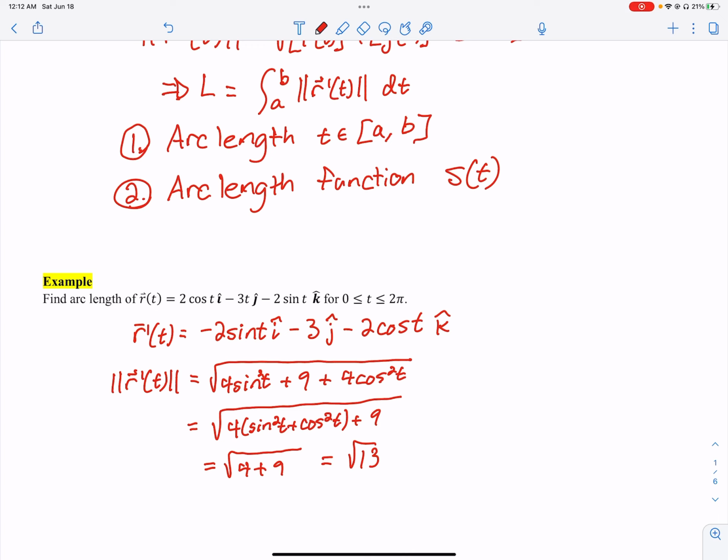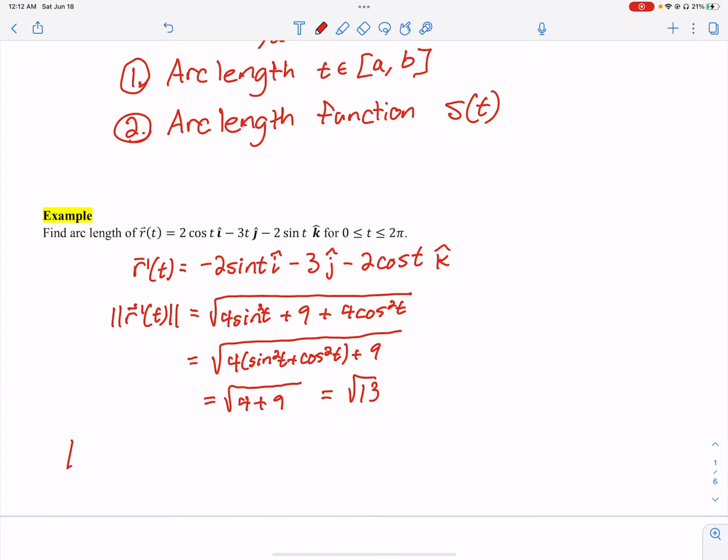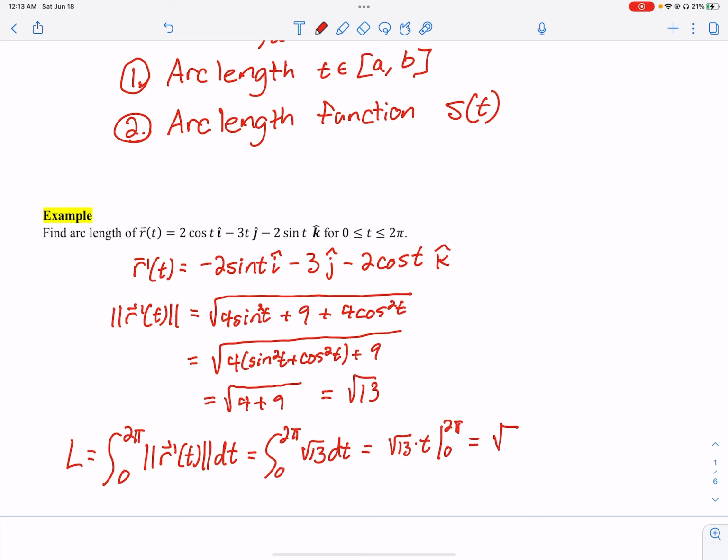So that crazy formula that we were looking at up there for arc length, we can actually find that length now, going from 0 to 2 pi of the magnitude of the derivative of our vector valued function dt. Well, that's extremely easy now if we think about it this way, because that's a constant. So this is square root of 13 times t, ranging from 0 to 2 pi. So we can see what this answer is going to be. How do we want to write this? 2 pi square root of 13. I think that's probably the best way to look at it.